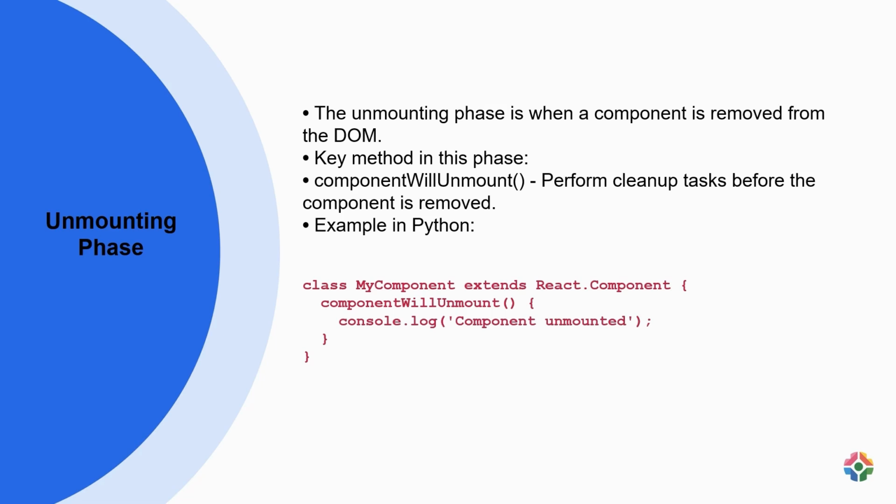In the provided Python example, a React component named myComponent has an implementation of the componentWillUnmount method. Inside this method, a simple log statement is used to indicate that the component is being unmounted. This showcases how you can use the componentWillUnmount method to trigger actions when a component is being removed from the DOM.